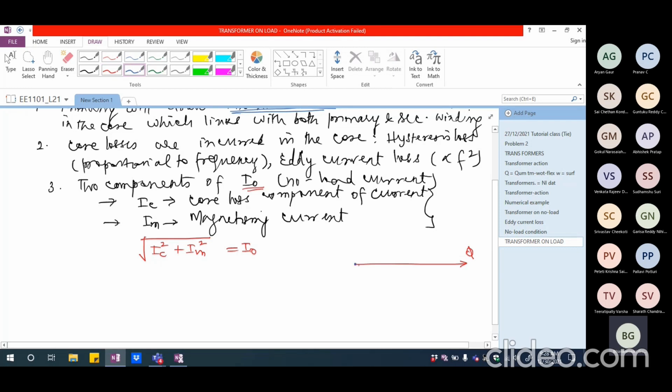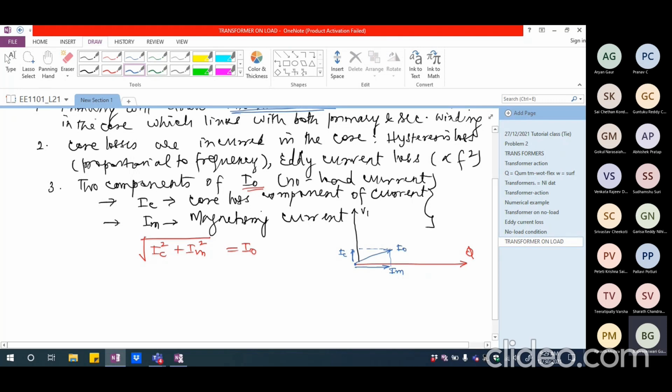So this is the flux. So I'm going to have the magnetizing current in phase with the flux, for example, and I am going to have the voltage which is going to be perpendicular to this magnetizing current. So this will be V1. If I look at the core loss component of current, that will be in phase with V1 because it is a real power loss component current. So this is IC and this is IM. And when I add both of them, what I get will be I0.